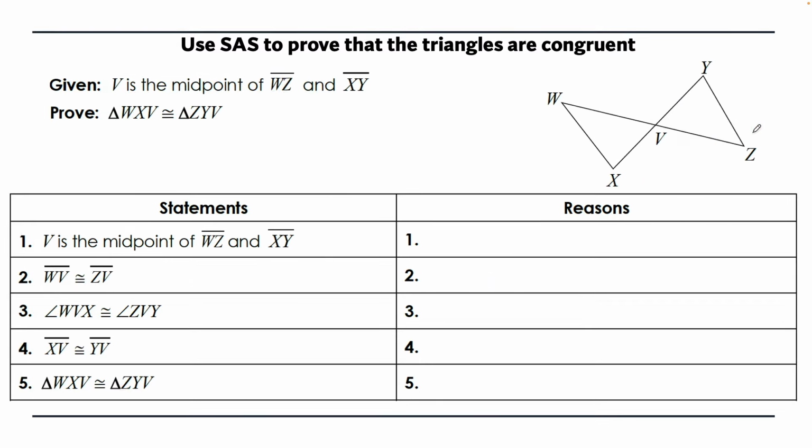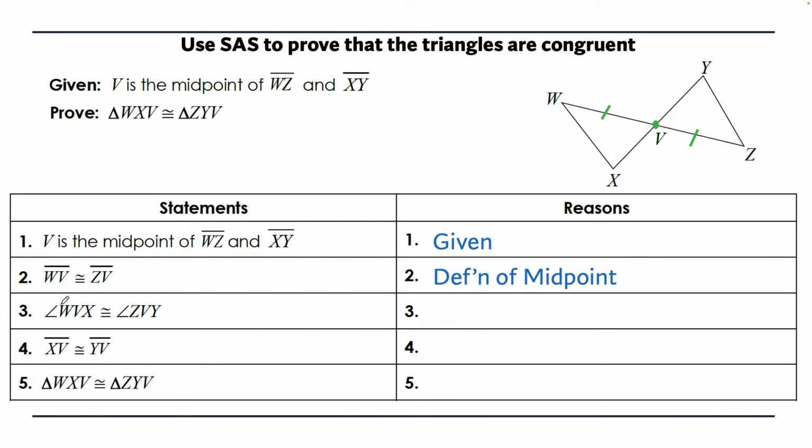Getting close to being done here. I think we have 2 more and then some speed rounds. So V is the midpoint of WZ and XY. So that's given information. I'll just put a dot there to remind myself. VW is congruent to ZV. Let's mark that. The reason we know that is because V is the midpoint.